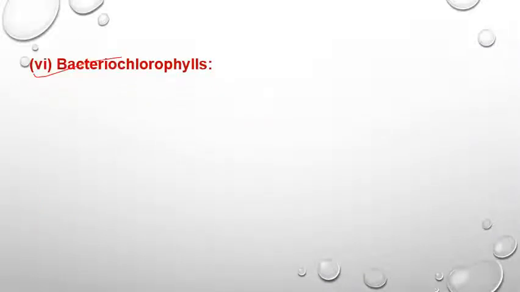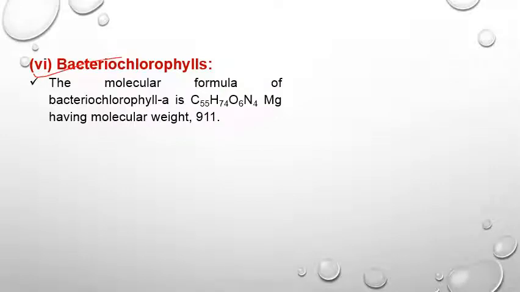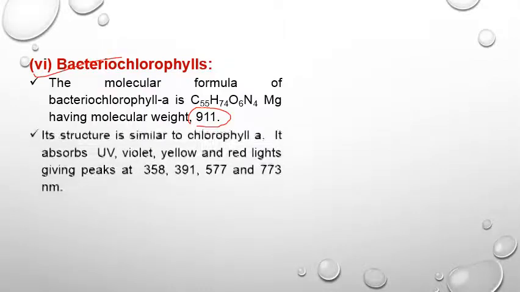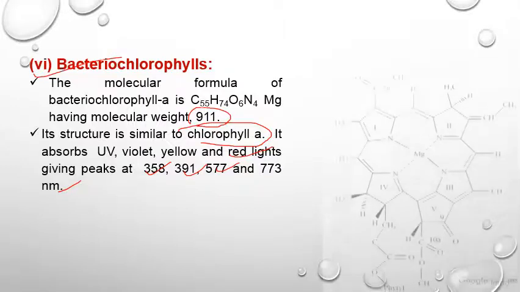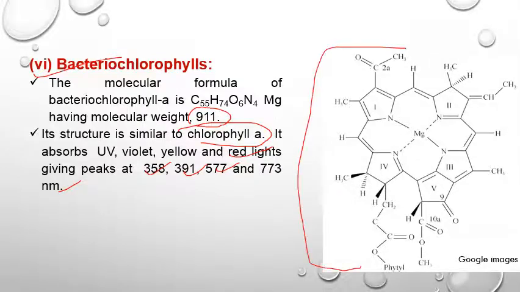The next we have bacteriochlorophylls. So the molecular formula of bacteriochlorophyll A is C55H74O6N4Mg, having molecular weight of 911 Dalton. The structure is similar to chlorophyll A, and it absorbs ultraviolet radiations, yellow and red lights, giving peaks at 358, 391, 577 and 773 nanometer of wavelength. So this broad range of wavelengths can be absorbed by this chlorophyll, that is bacteriochlorophyll. And this is the porphyrin head of bacteriochlorophyll.